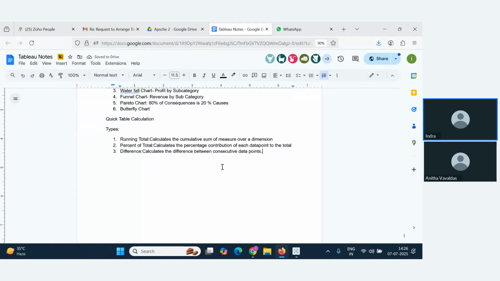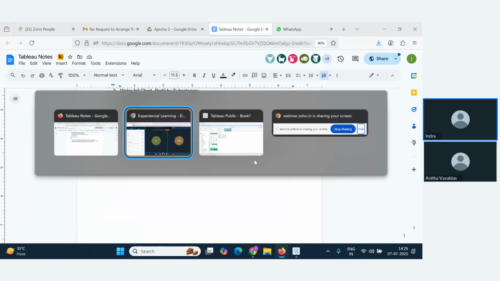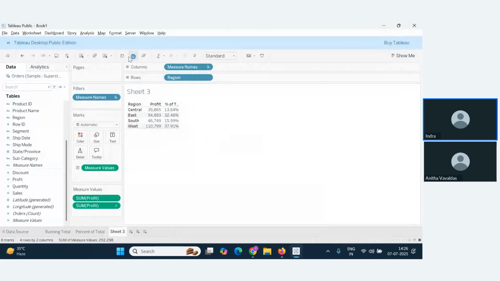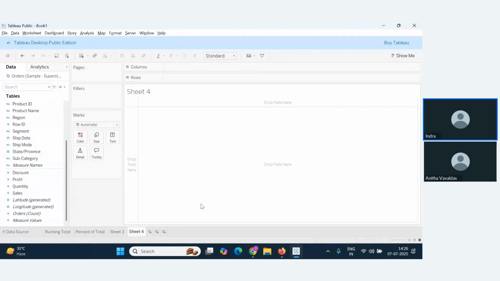Difference calculates the difference between the consecutive data points. Right? Let's come back here. Let me clean this sheet. First, let's go to the new sheet.